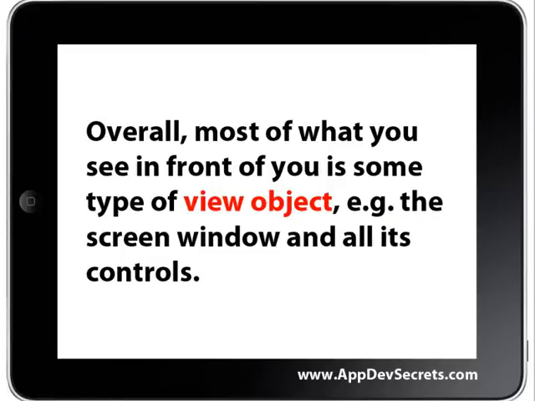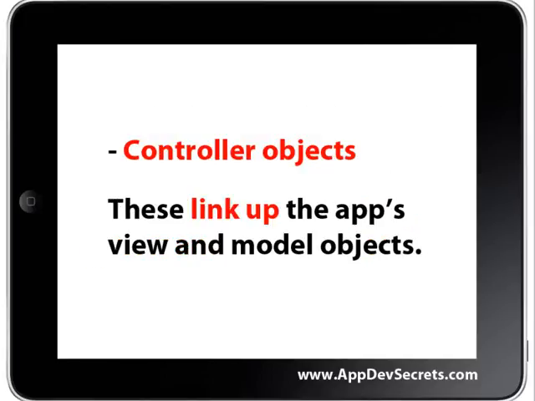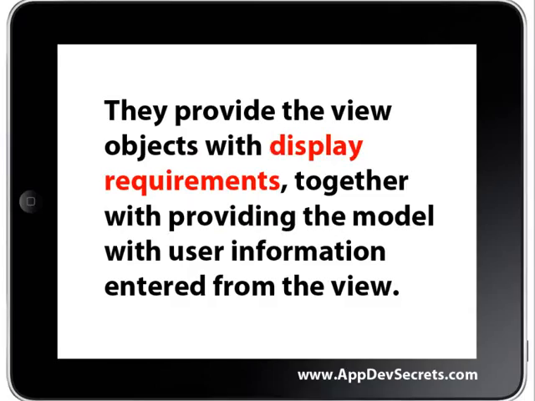Overall, most of what you see in front of you is some type of view object, e.g., the screen window and all its controls. Your views understand how to show data they have obtained from the model object and how to obtain information entered by the user. Controller objects. These link up the app's view and model objects. They provide the view objects with display requirements, together with providing the model with user information entered from the view.